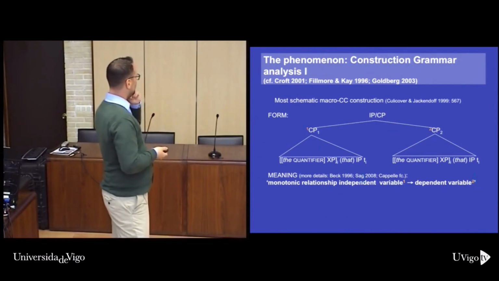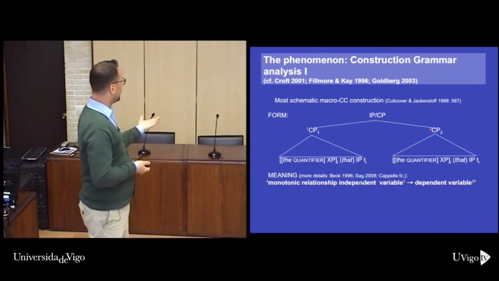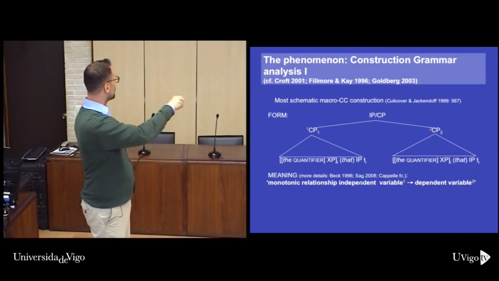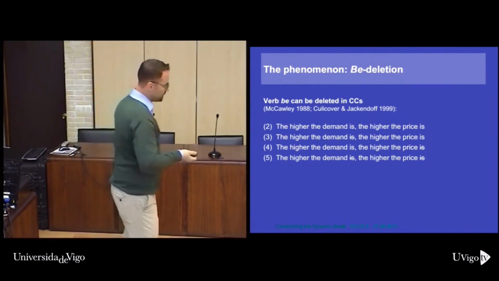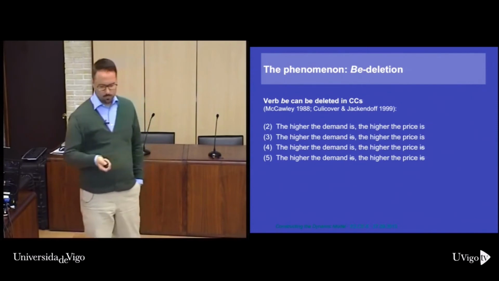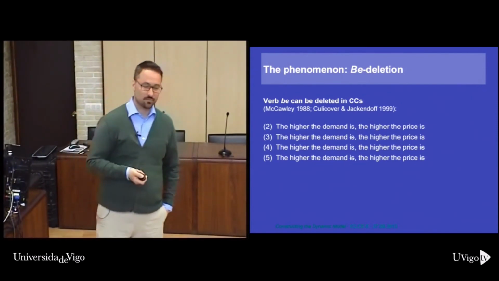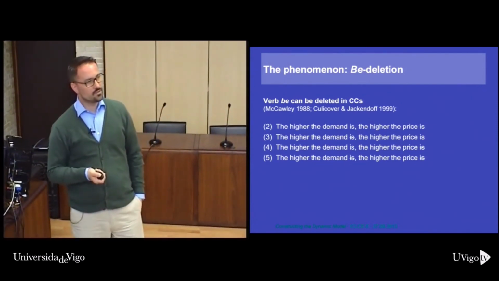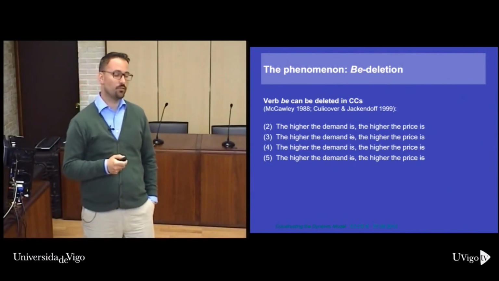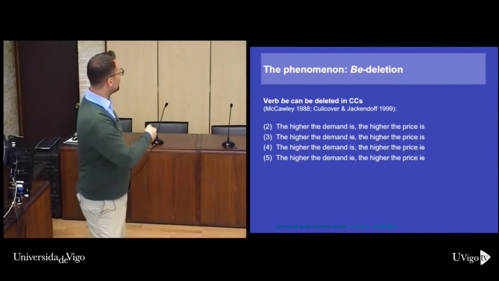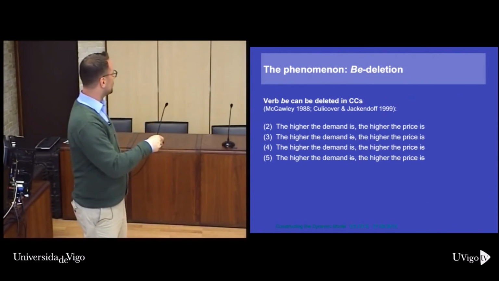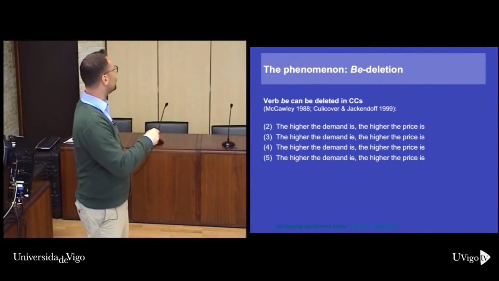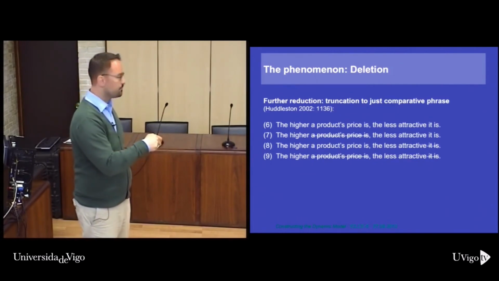The most schematic macro construction that we can give for this type of element is, as I said, this one, a clause, and the relationship is one of independent variable to dependent variable. And it's got certain interesting variationist approaches, so there's also synchronic variation there, which is interesting from a syntactic point of view, even for standard Englishes. Because if you think about this, you get the higher the demand is, the higher the price is, or the higher the demand, the higher the price is, or the higher the demand is, the higher the price, or the higher the demand, the higher the price.